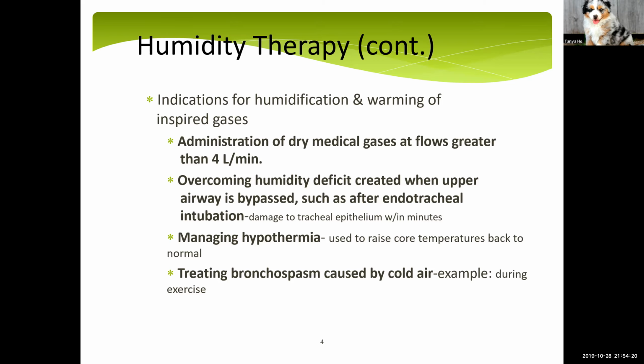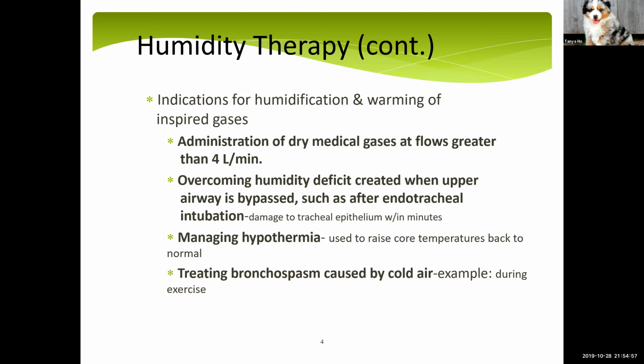So it's not like, oh, well, you're only on 3 liters per minute, so you don't get humidity. No, anyone who tells you that they have a dry nose or anything like that, then you go ahead and add it. Overcoming the humidity deficit, like I said, when the upper airway is bypassed, you will definitely, absolutely have to add humidification, because the lower airways are not designed to heat, humidify, and filter dry gas. That's the upper airway's job. So you have to add humidity and heat.